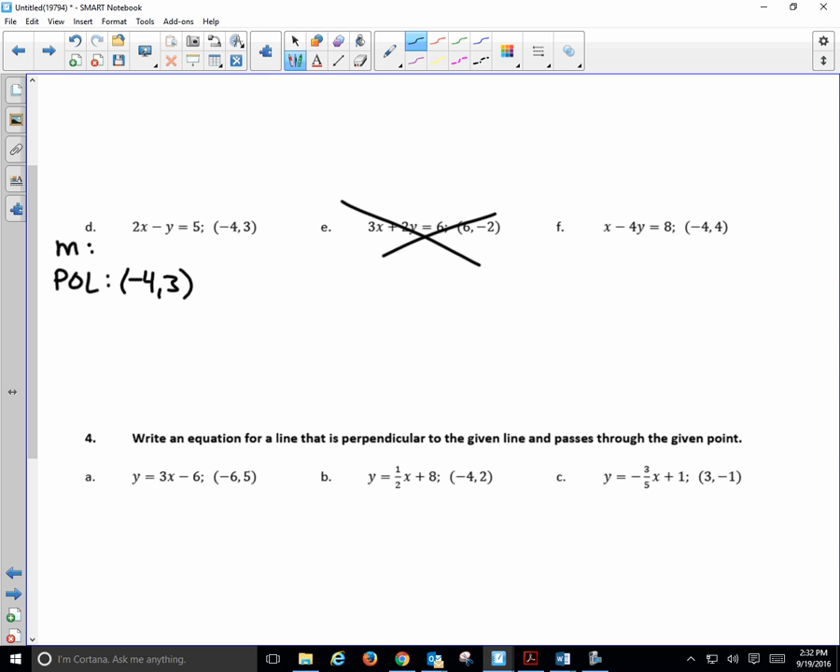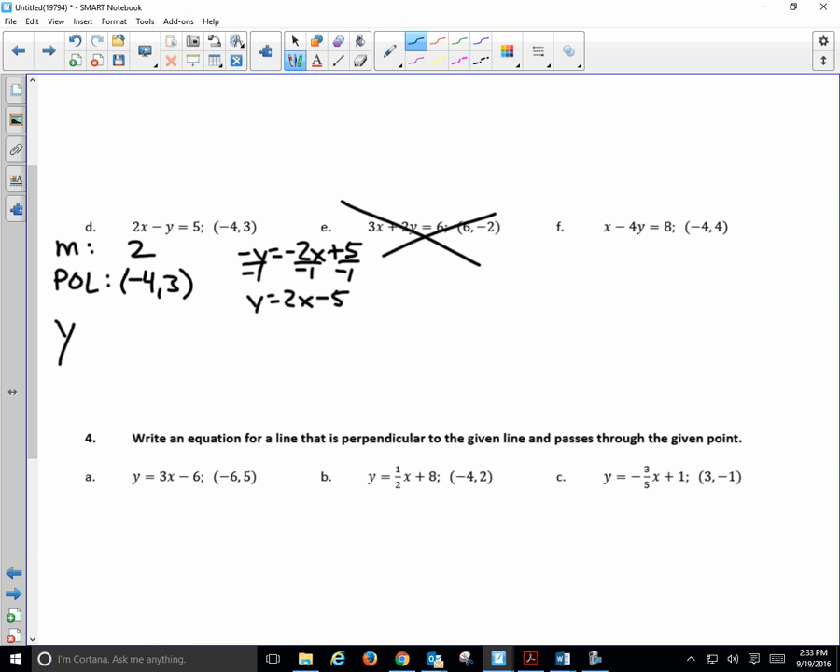Yeah, so I'm going to do negative y equals negative 2x plus 5. I subtracted the 2x over. And now what do I do? Divide by negative 1. So y equals 2x minus 5. So what's the slope of this line? 2. So what's going to be the slope of the parallel line? 2. There you go.